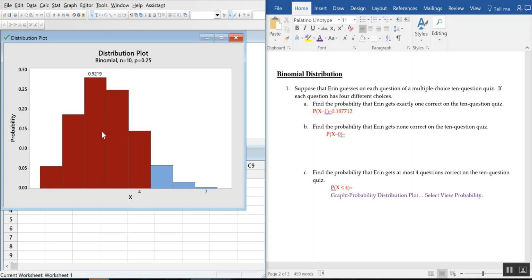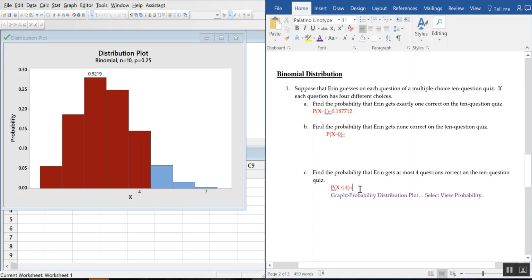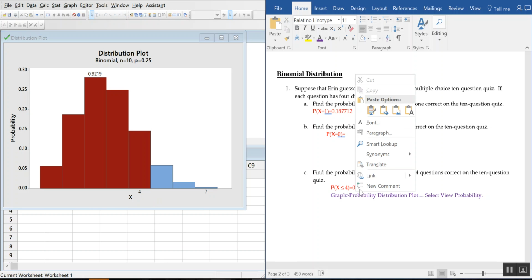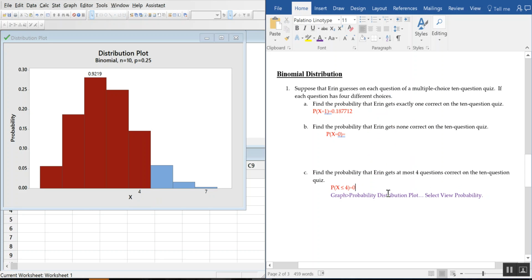The red area is always the area that it's doing. It always puts the X value you're interested in down below here, below the horizontal axis. And then your probability is always up above the area that you're dealing with. So area probabilities always appear above, and scores or X values always appear below. Let me put that value in here. So my answer is 0.9, oh, sorry. 0.9219.